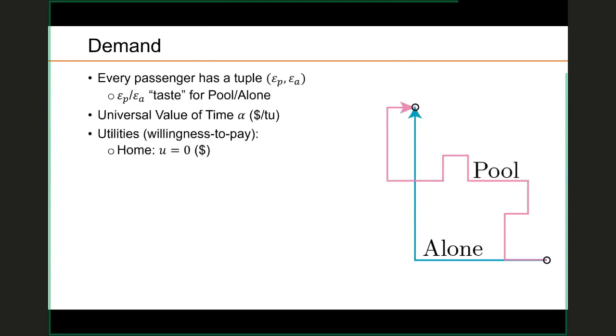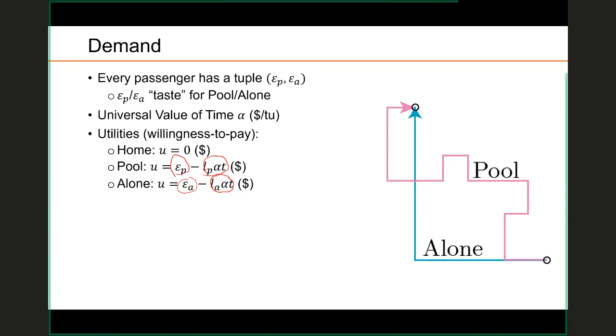So you don't have a time cost, but you also don't get the benefit of the trip. The utility of pool would be epsilon p minus the duration of a pool trip times the value of time. So this is the time cost translated into money units, and then this is the benefit of taking your pool trip. And if you go by alone, likewise, it's the benefit of taking a lone trip minus the money cost of the duration of taking the lone trip.